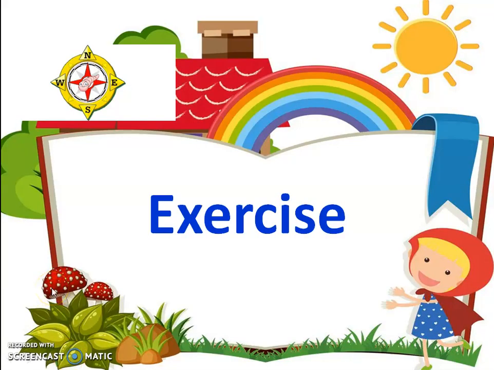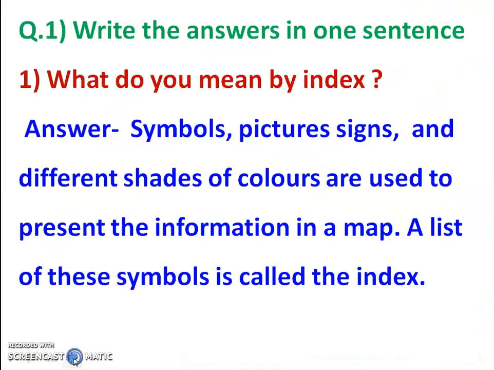In this way we once again revise the important points from this topic. Now we will solve the exercise. Question number 1. Write the answers in one sentence. First, what do you mean by index? Answer: symbols, pictures, signs, and different shades of colors are used to present the information in a map. A list of these symbols is called the index.